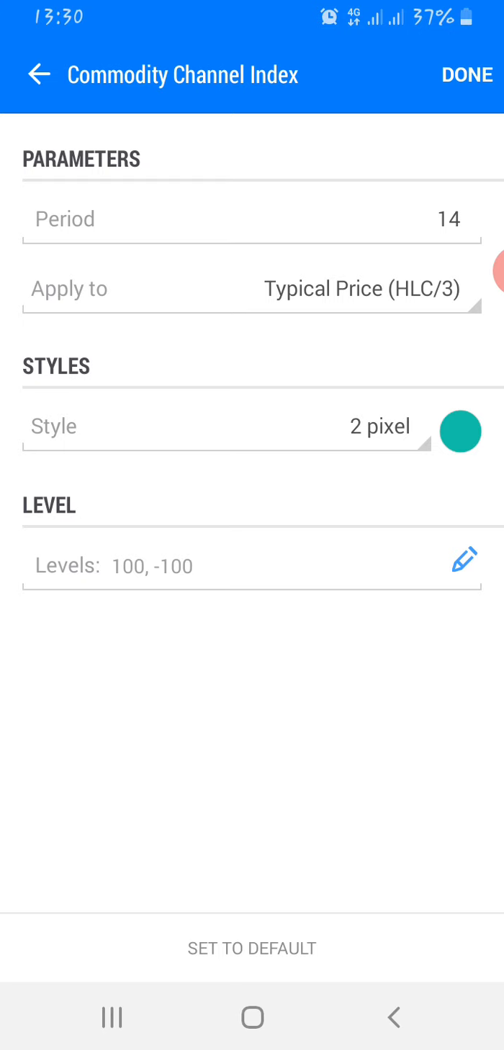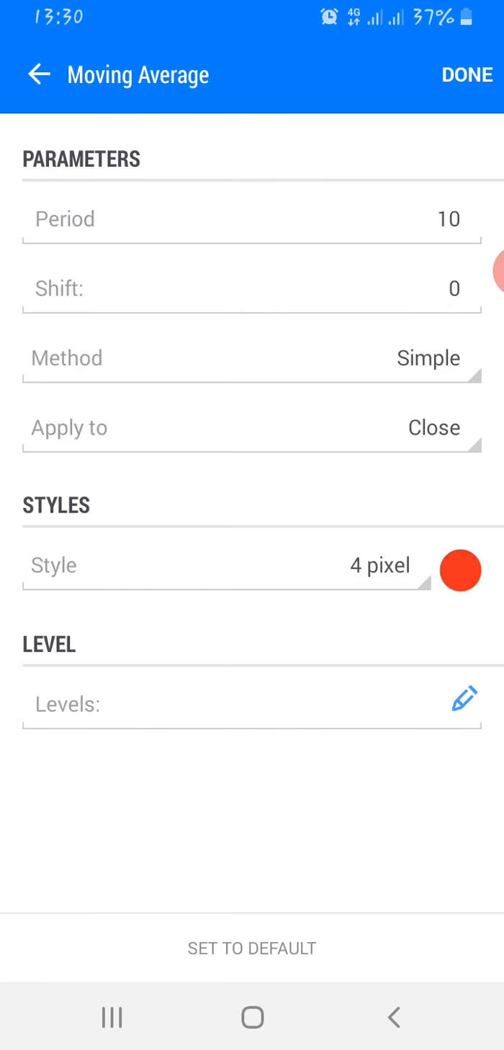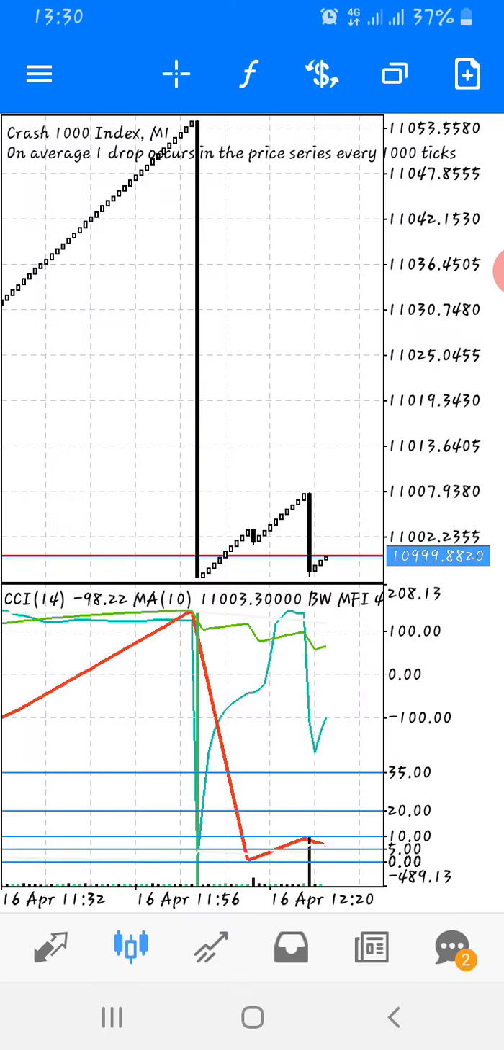Take a screenshot, guys, of the indicators. The period is 14, applied to typical price, for the Commodity Channel Index. Set the levels to 100 and minus 100. Then the next indicator is the moving average. Period 10, shift 0, method simple, apply to close. Set the width to 4 pixels, then you click done.